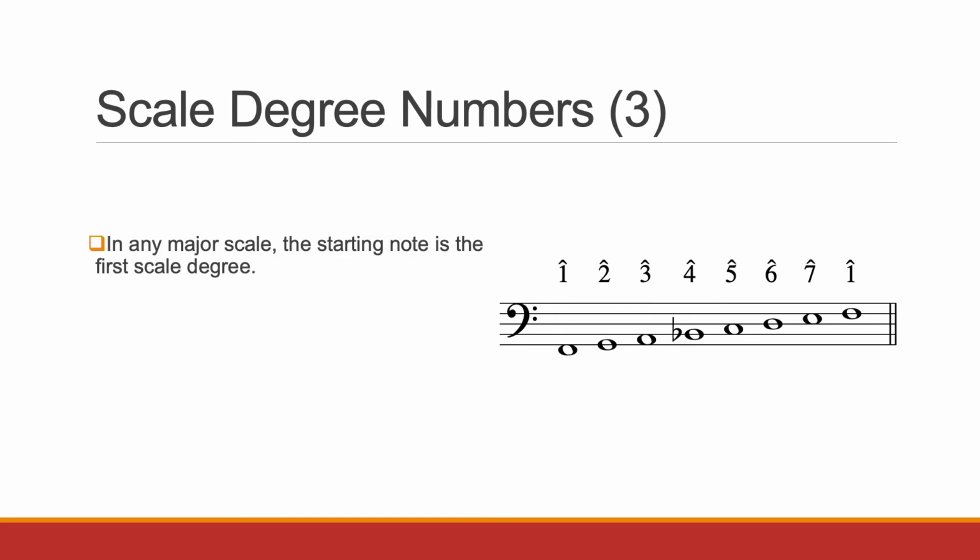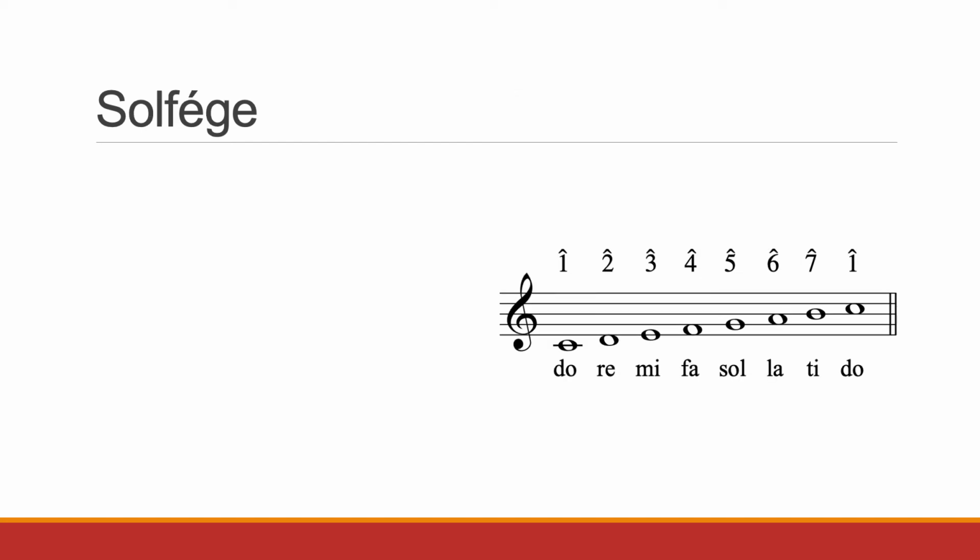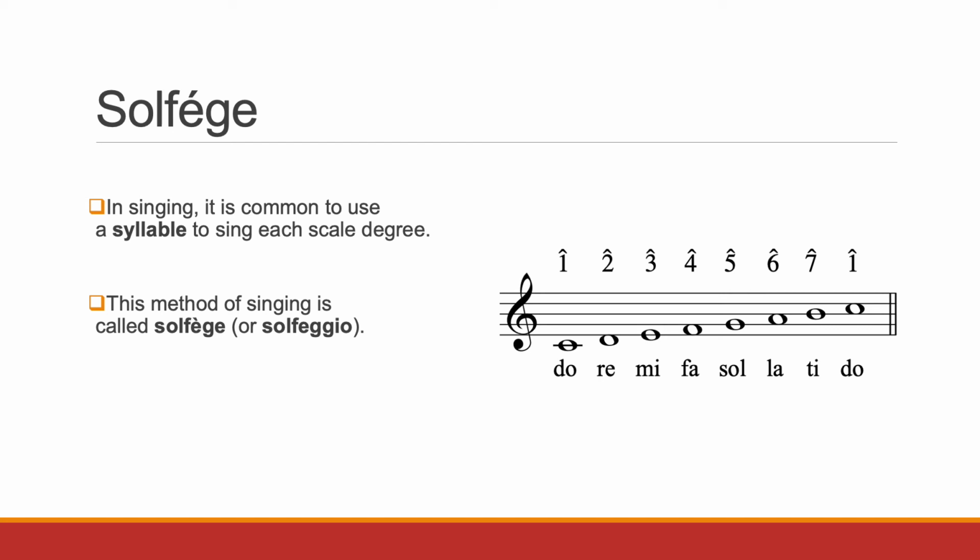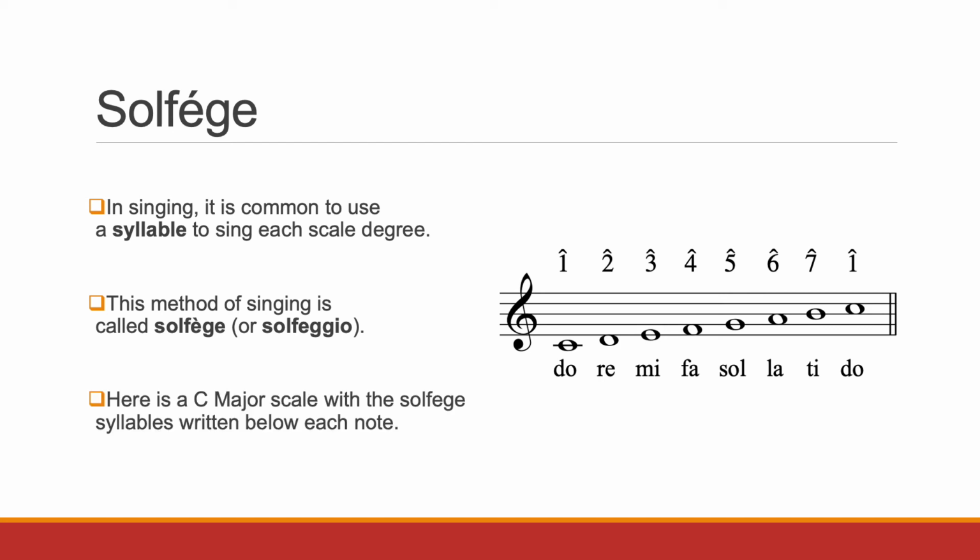Scale degree numbers 3. In any major scale, the starting note is the first scale degree. Here are the scale degree numbers for F major. Solfege. In singing, it is common to use a syllable to sing each scale degree. This method of singing is called solfege or solfeggio. Here's a C major scale with the solfege syllables written below each note. So I'll give myself scale degree 1, which is do, and I'll sing this scale using solfege. Do, re, mi, fa, sol, la, ti, do.